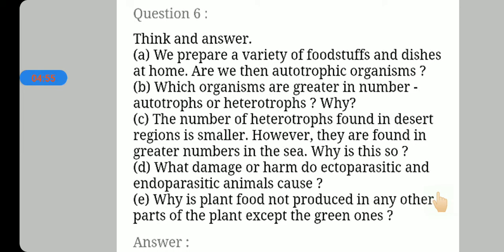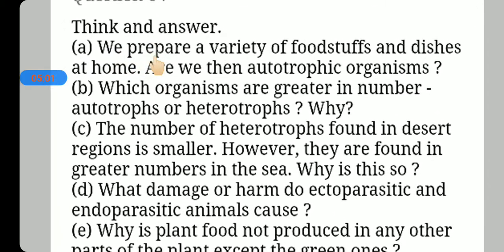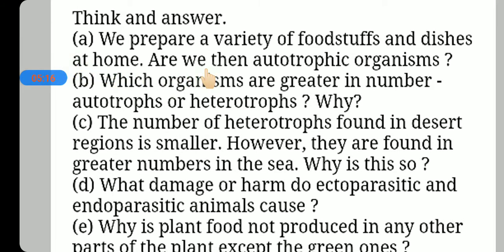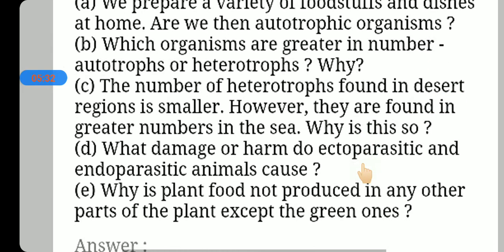Question number 6 is think and answer. From that, the first question we have is, we prepare a variety of foodstuff and dishes at home. Are we then autotroph organisms? Because the definition we have seen, those who create their own food are called autotrophs. But it's not just the criteria which we follow for autotrophs. The other criteria we will discuss now.